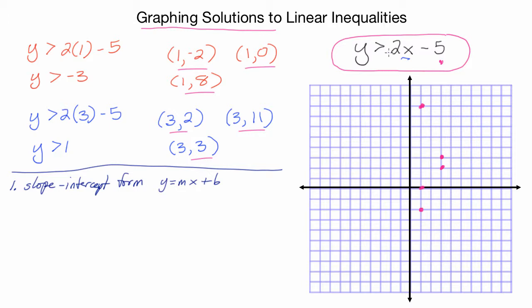So this one's already there. It's already in the slope-intercept form, even though it's an inequality, which is really nice. So my slope is 2, and my y-intercept is negative 5.